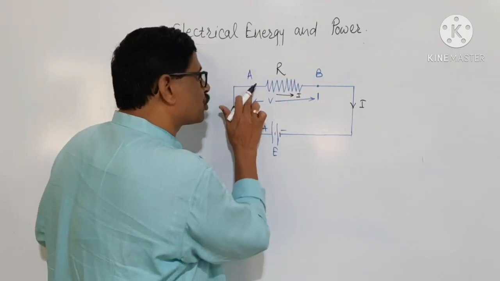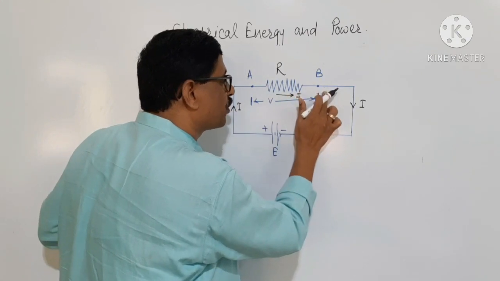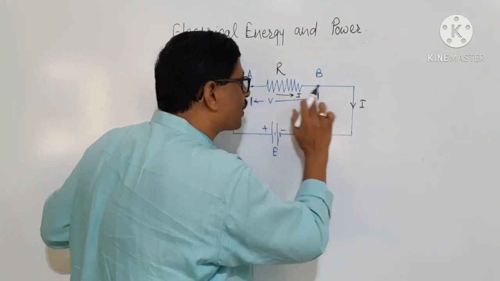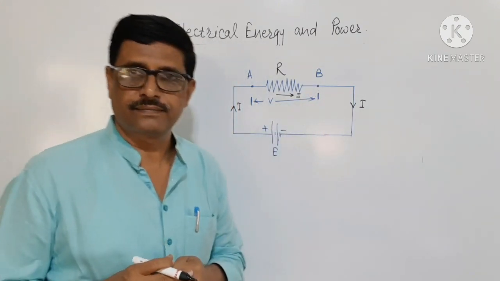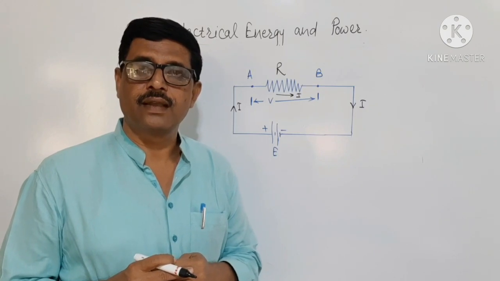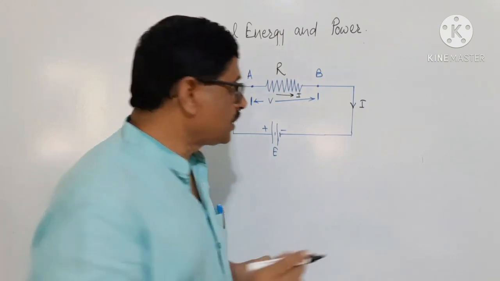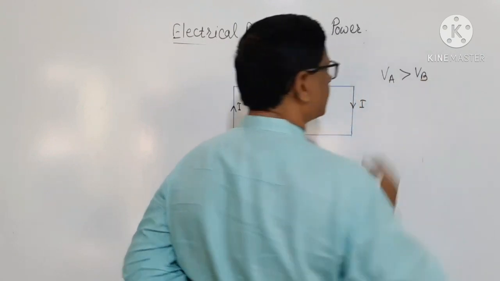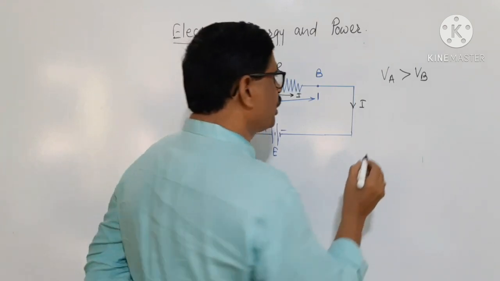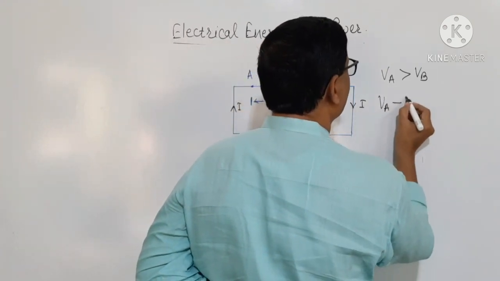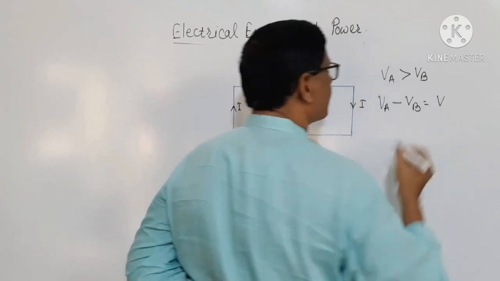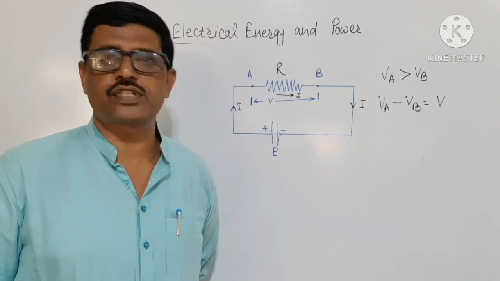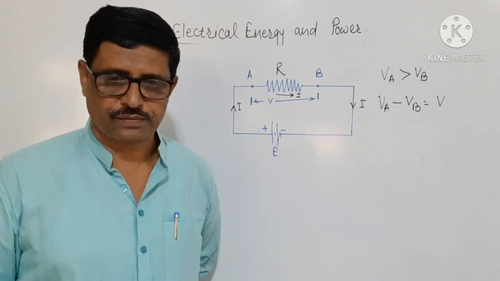A is at higher positive potential, B is at lower potential. Therefore, there is a flow of current from A to B. The potential at A is greater than the potential at B. The potential difference between A and B, VA minus VB, let it be represented by V. V is the potential difference. Sometimes we call it a voltage.